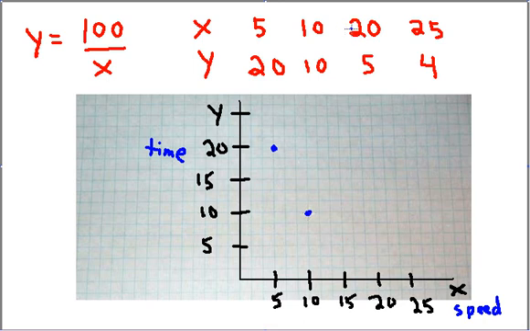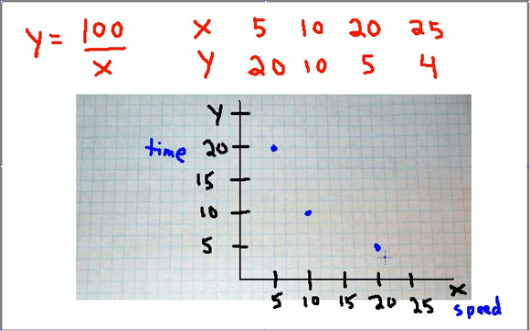Next, x is 20. If the average speed of the blimp is 20 miles an hour, how long is it going to take the blimp to make the trip? Well, let's stick the 20 in. 100 divided by 20 is 5. So when x is 20, y is 5. So let's come over here to our origin, over to 20 for x, and up to 5 for y.